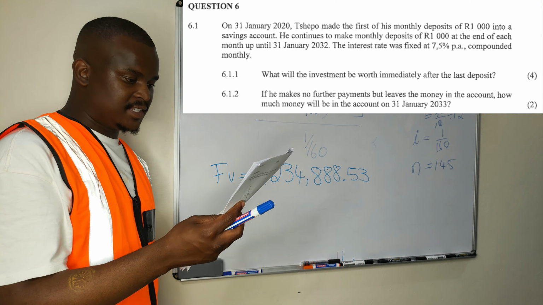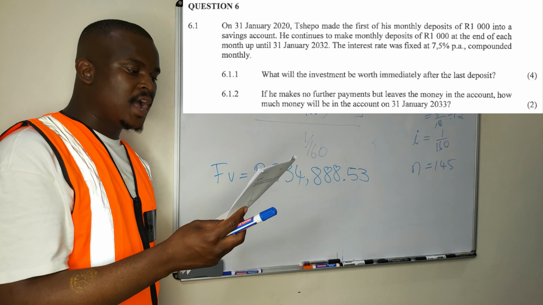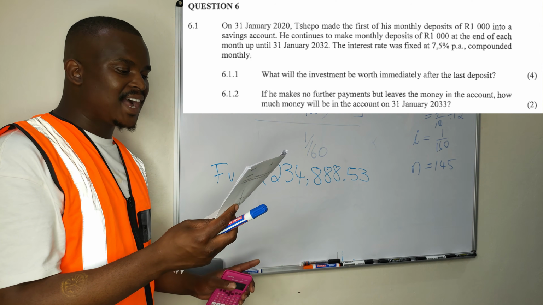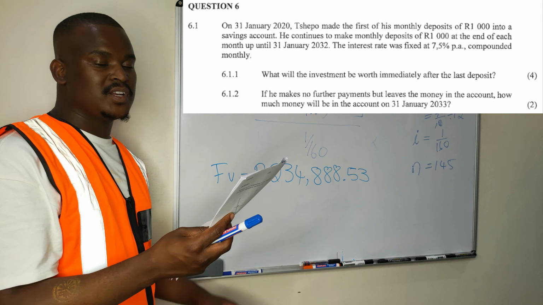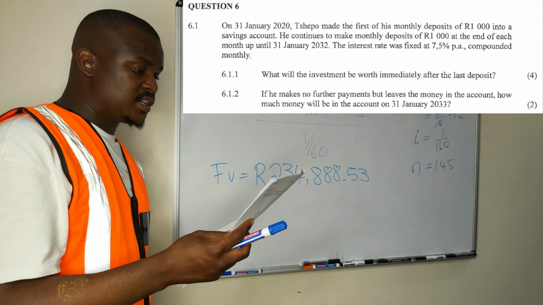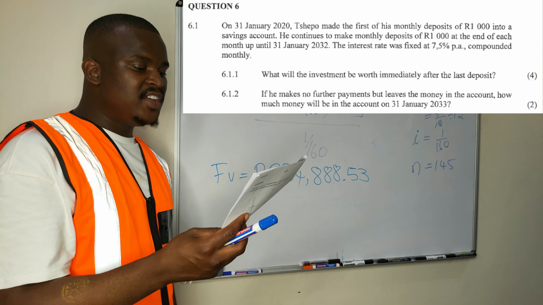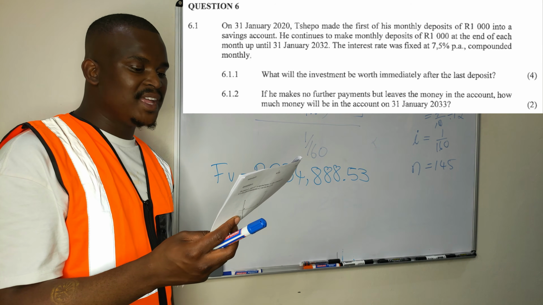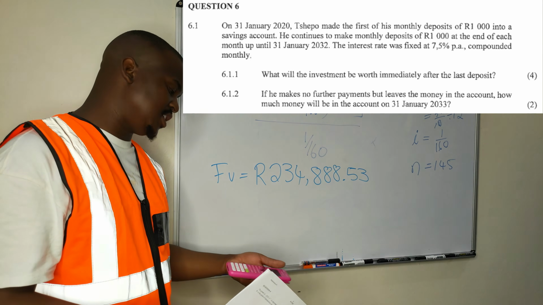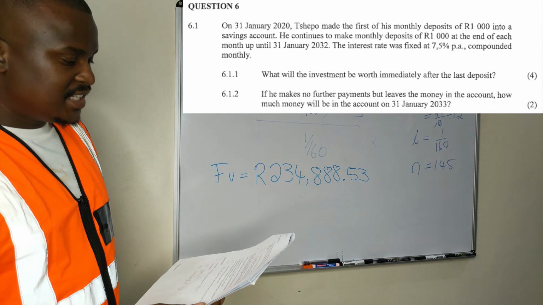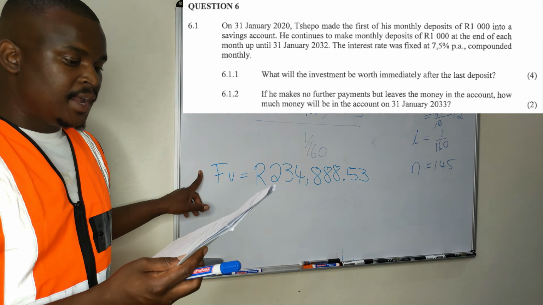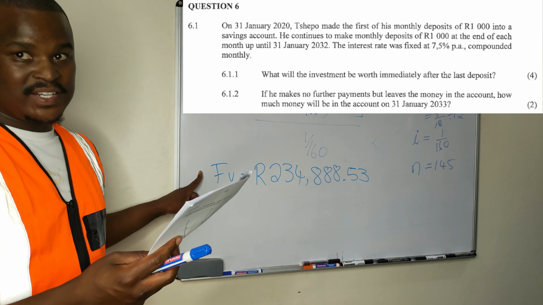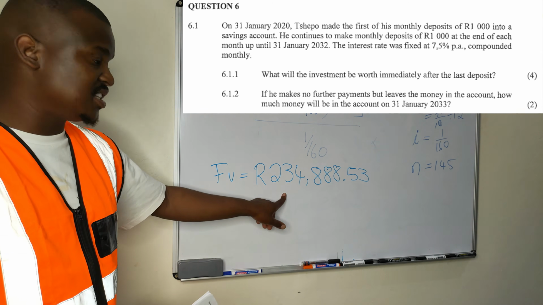If he makes no payments but leaves the money in the account, how much money will be in the account on 31 January 2033? Let me repeat the question. If he makes no further payments but leaves the money in the account, how much money will be in the account on 31 January 2033? This is the value of the investment on 31 January 2032. It's just this money here.